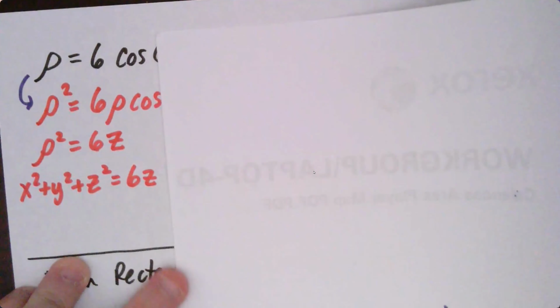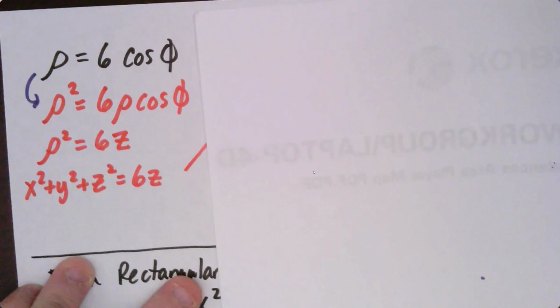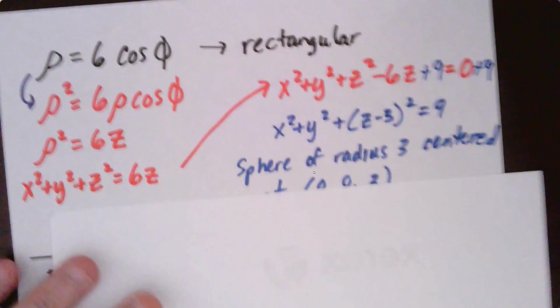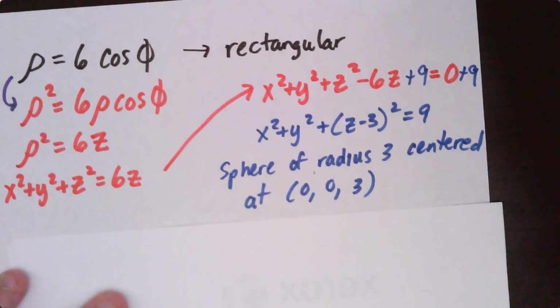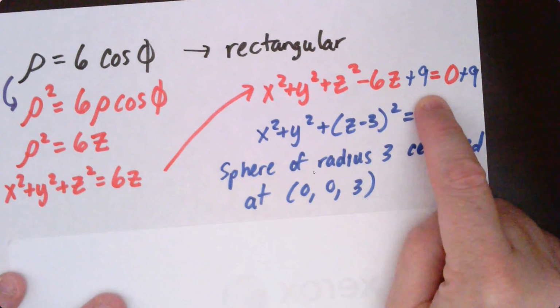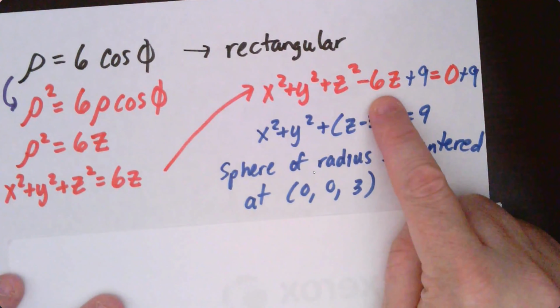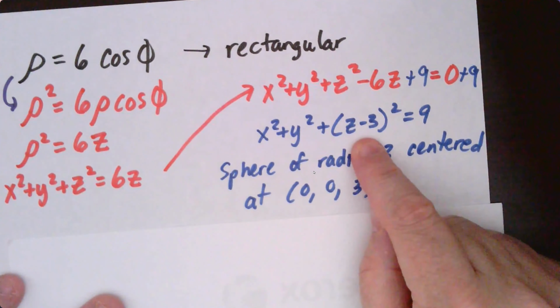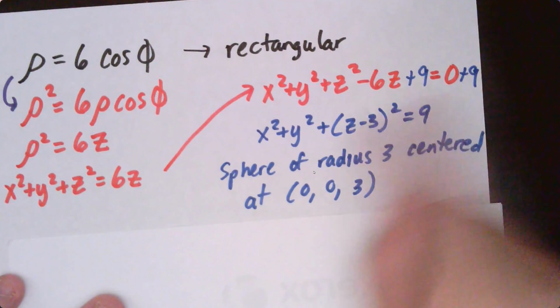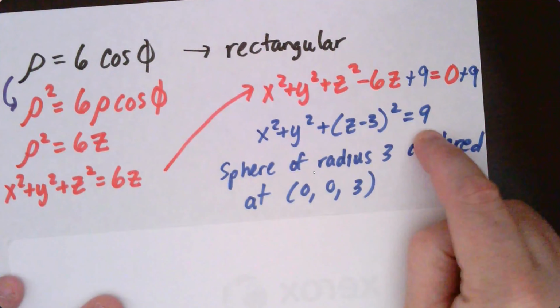And we know rho squared is x squared plus y squared plus z squared. So I have x squared plus y squared plus z squared equals 6z. I gather the terms on the same side, and I've got z squared minus 6z. I do some completing of the square. Negative 6 divided by 2 is negative 3. Negative 3 squared is 9. We add 9 to both sides, and this is the equation we get.